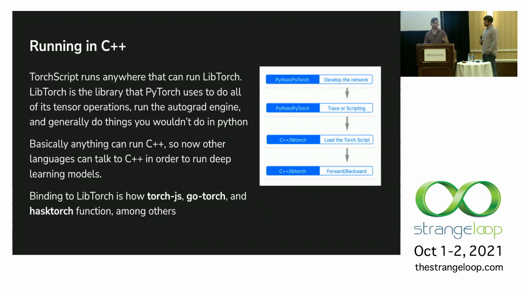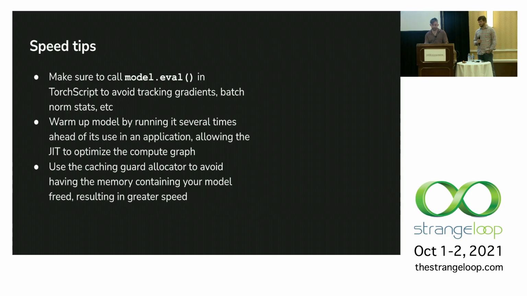So now that you're away from Python, you have this PT file. Anything that can run C++, which last time I checked is basically everything, can now run this sort of deep learning model. So all that stuff like Torch.js, GoTorch, HasTorch, RubeTorch that I'm sure exists, like all that stuff is actually just languages that have written these bindings to talk to libtorch.